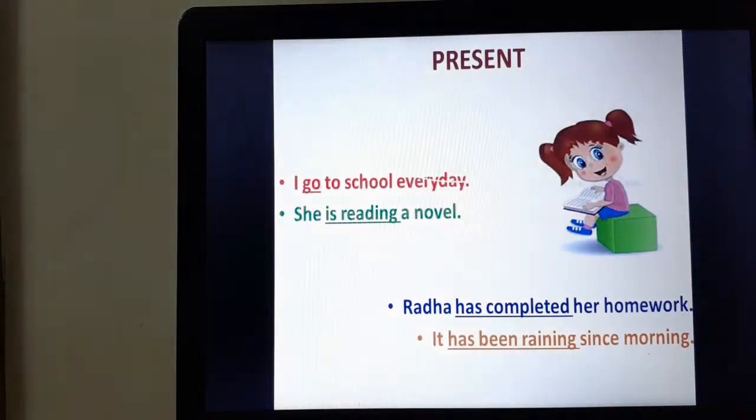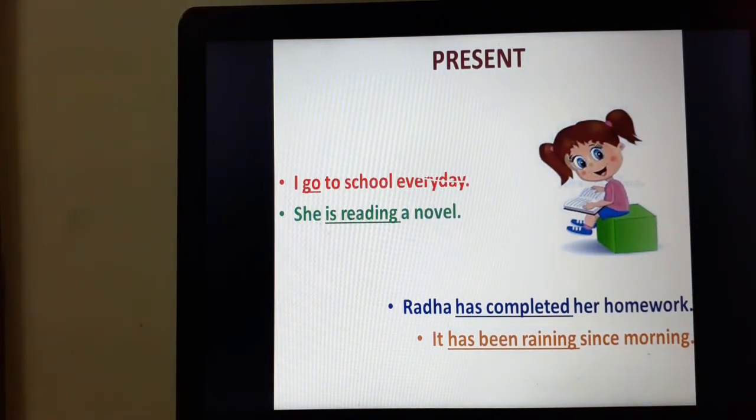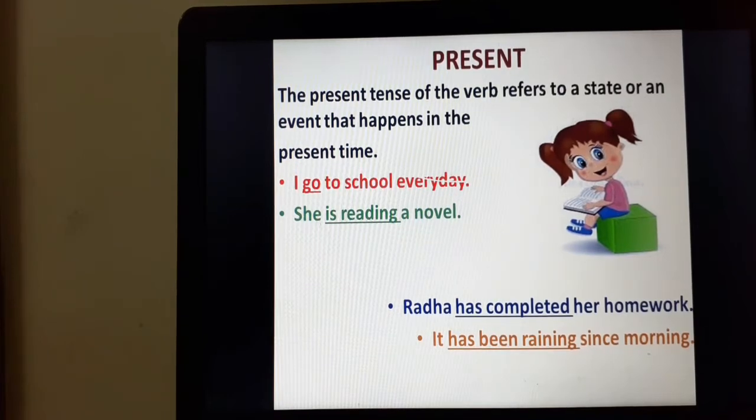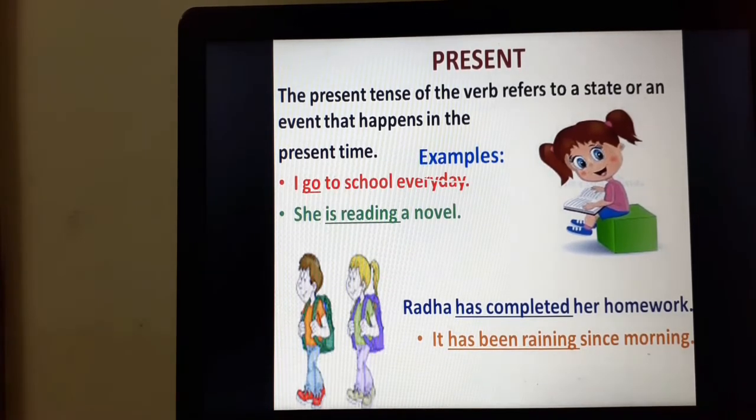Today we'll be reading about the present tense, and here it goes. The present tense of the verb refers to a state or an event that happens in the present time. I go to school every day. She is reading a novel. Radha has completed her homework. It has been raining since morning.